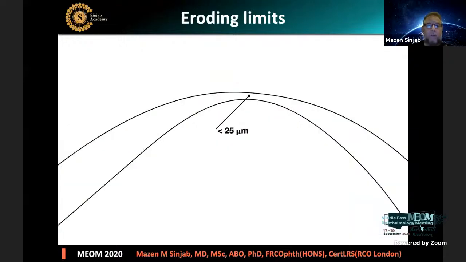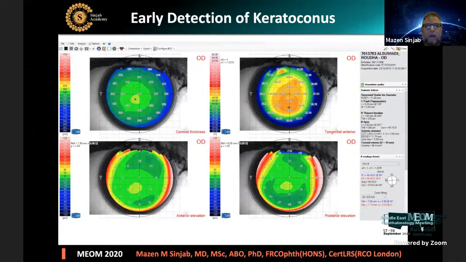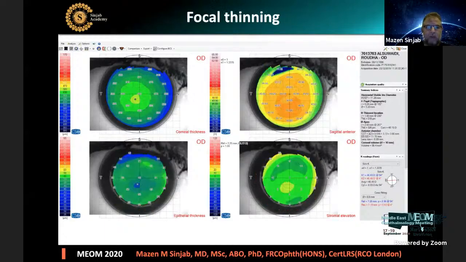The eroding limits, whenever the epithelium over a peak becomes less than 25 microns, it starts erosion. In addition, the epithelium is very important in early detection of keratoconus. As Dr. Rohit said, now the keratoconus suspect term is being changed because of the new concept of the epithelium.